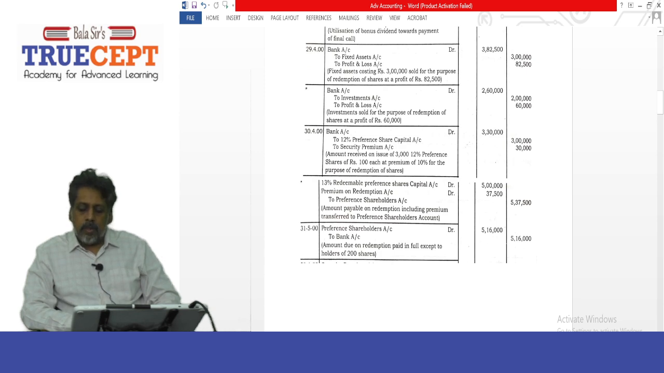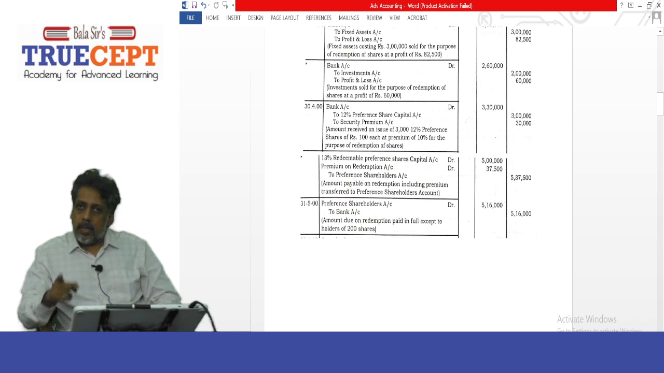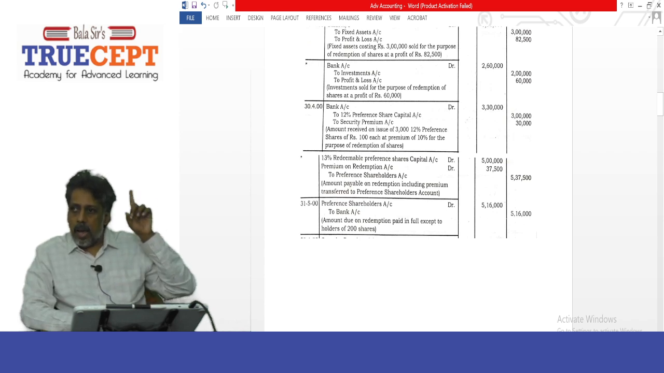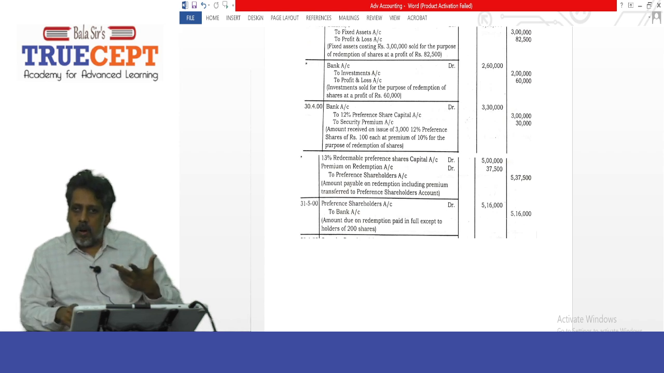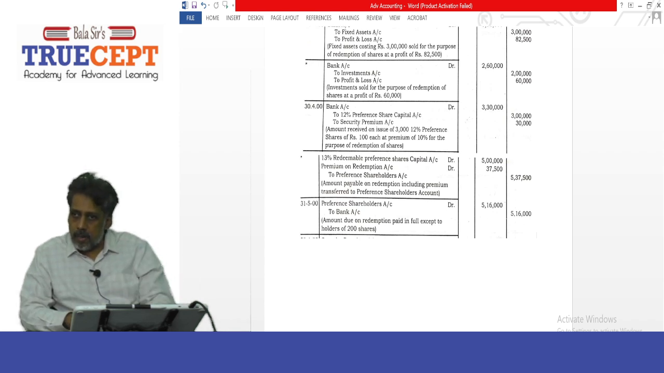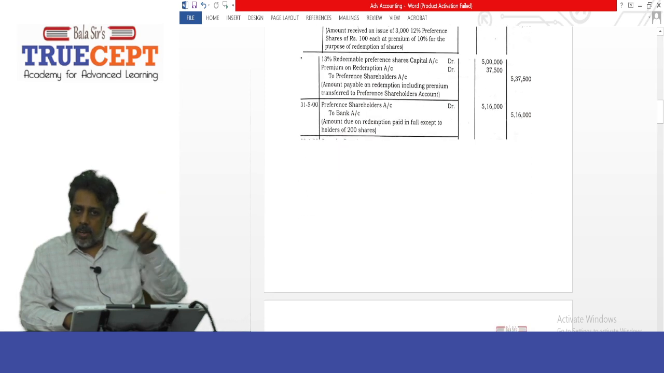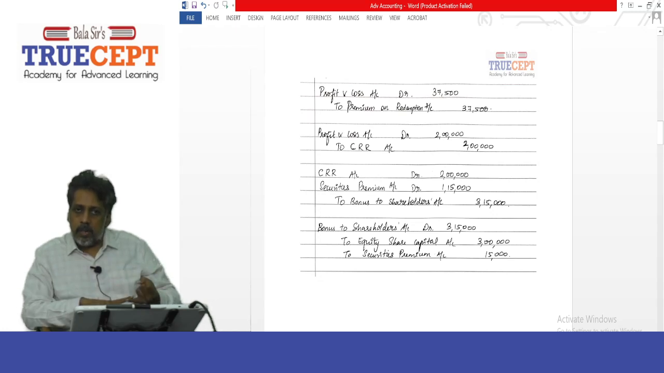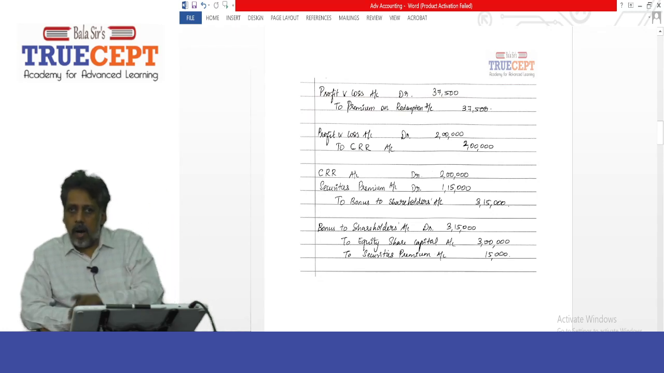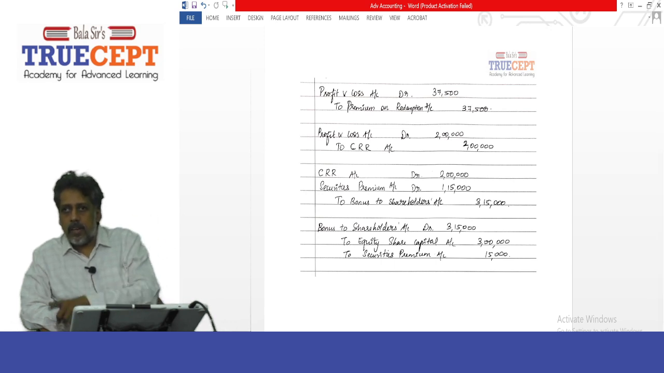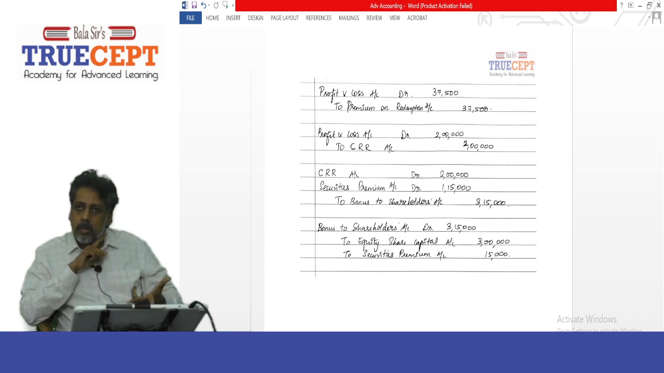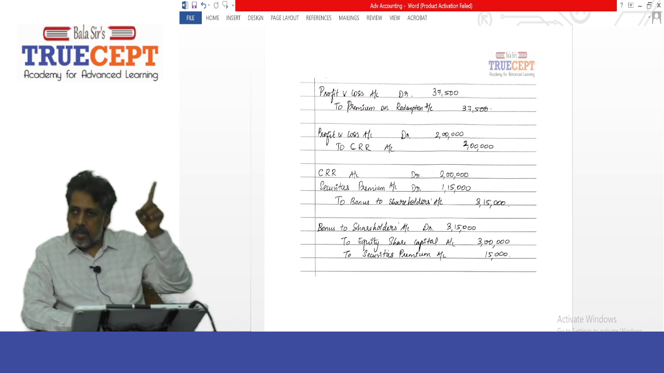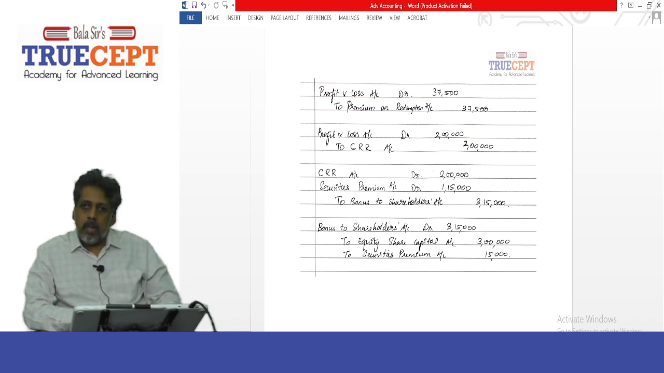Okay. So then next entry is what? Cancelling the premium on redemption. For that purpose, you can use the balance in your profit and loss account. I think we have 2,44,500. I'm going to use 37,500 of that. Profit and loss account debit to premium on redemption account is 37,500. But after you debit this account, you'll still have 2,07,000 left in your P&L. Remember, we had 2,44,500 minus 37,500.